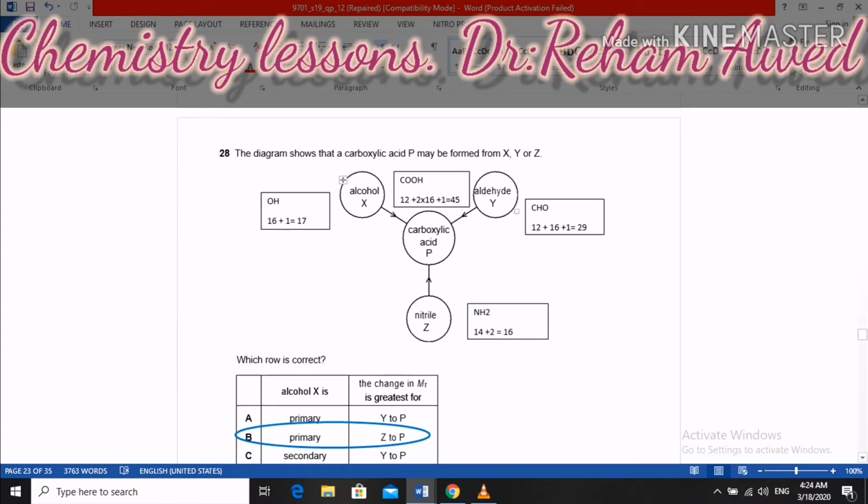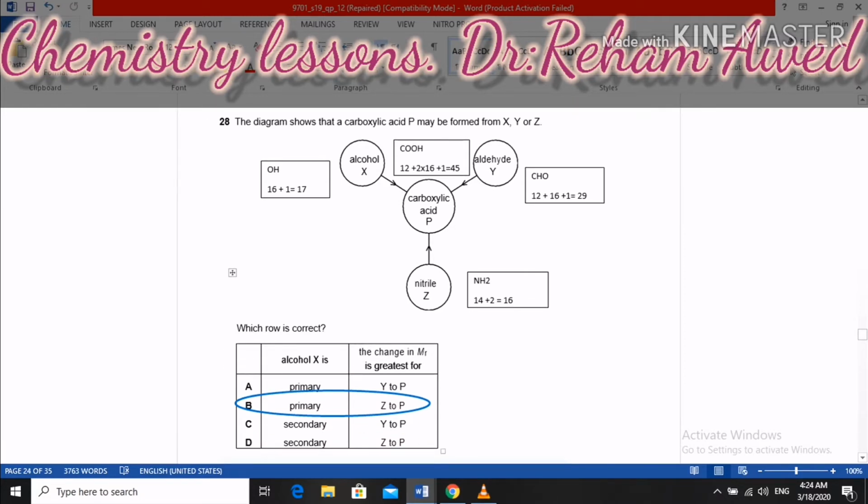The diagram shows that a carboxylic acid P may be formed from X, Y, and Z. Okay, so alcohol is oxidized to form carboxylic acid, aldehyde is oxidized to form carboxylic acid, and nitrile is also converted to carboxylic acid. Which row is correct? Is alcohol X primary or secondary? Of course, as we have an aldehyde from oxidation, we have a primary alcohol.